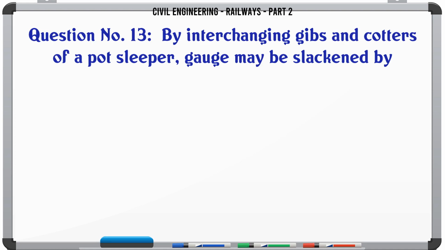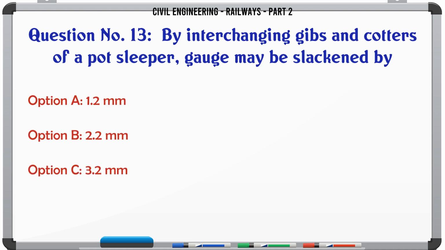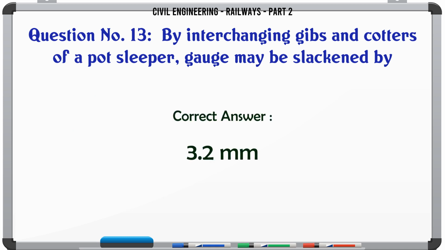By interchanging gibs and cotters of a pot, sleeper gauge may be slackened by A. 1.2 mm, B. 2.2 mm, C. 3.2 mm, D. 4.2 mm. The correct answer is 3.2 mm.